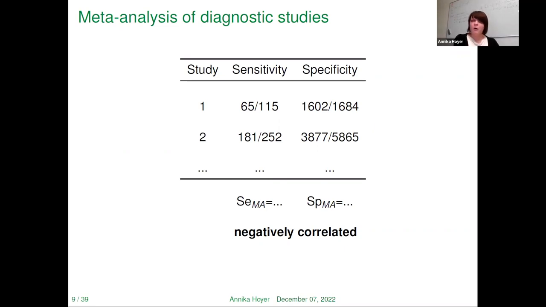Another important point is that in a meta-analysis, sensitivity and specificity are generally negatively correlated. And that means we need a multivariate, a bivariate model that is able to account for our co-primary endpoint and also for the fact that sensitivity and specificity are negatively correlated. And that means we have some advanced statistical techniques behind this kind of meta-analysis.